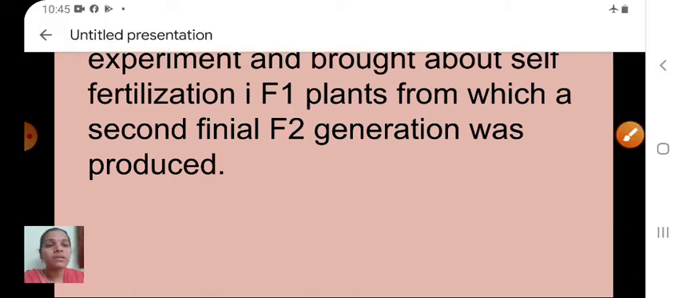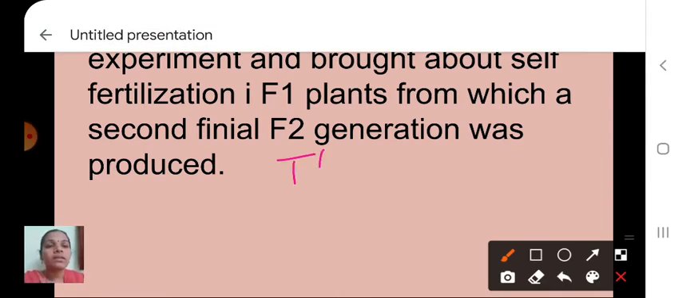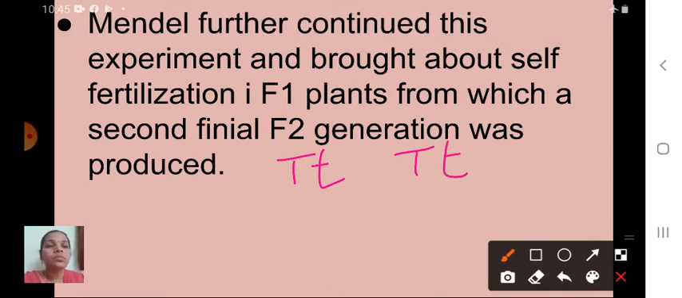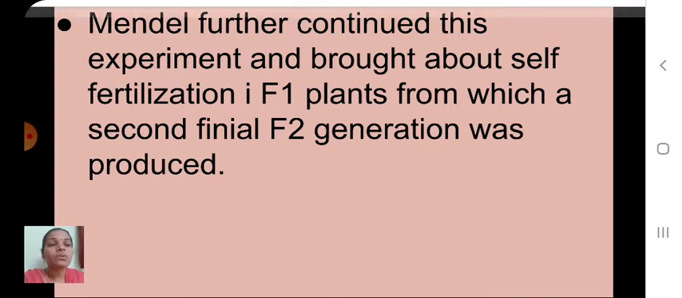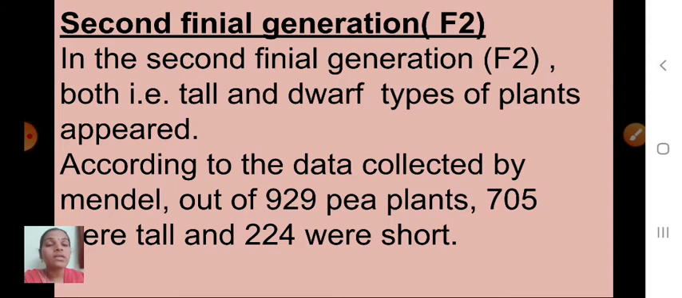That means self fertilization: capital T, small t, capital T, small t. Okay children, this is tall, this is tall, this is a self cross of the F1 generation. Here two kinds of gametes are formed, total 4 gametes, isn't it? So the second filial generation, that is F2. In the F2 generation, both tall and dwarf plants appeared.